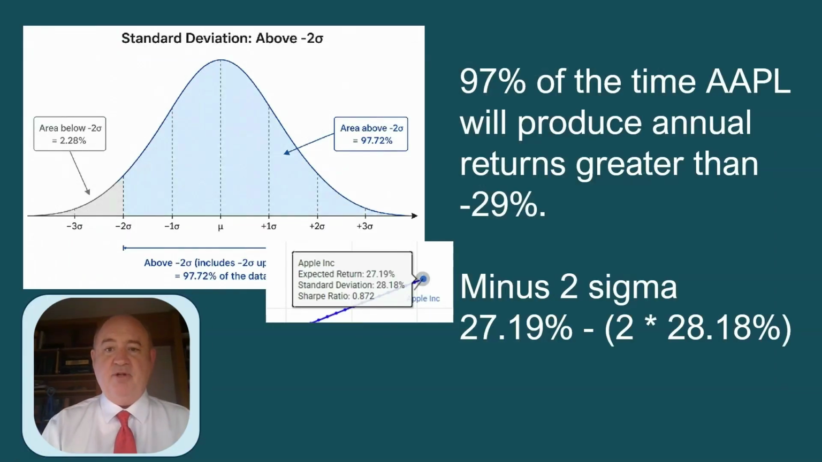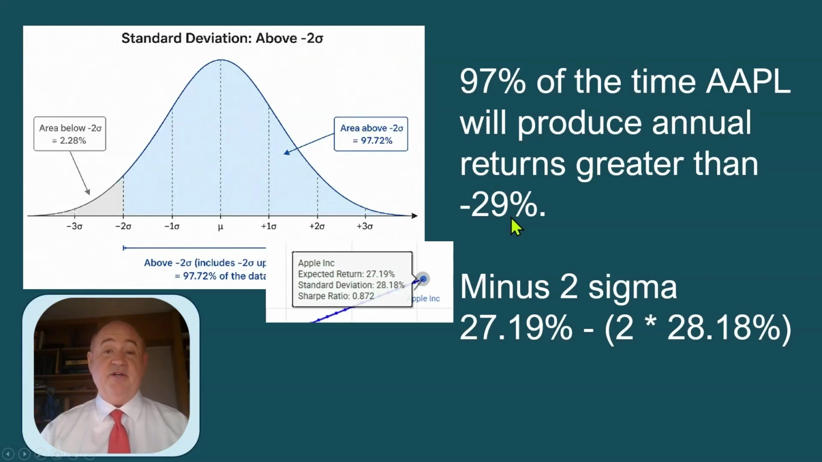So if we take Apple, assuming that past data is representative of future data, and assuming the distribution is a normal distribution, 97% of the time, Apple will produce annual returns that are greater than minus 29%. So this is your risk.